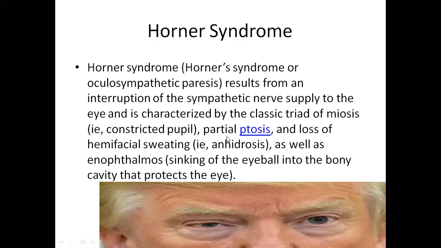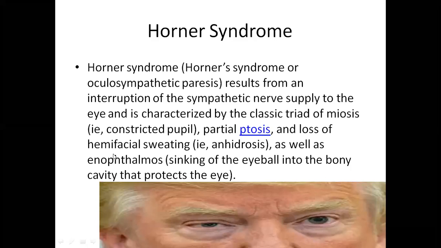So when the sympathetic flow is not there, the Muller's muscle will not work. The major muscle is the levator palpebrae superioris, which is supplied by the third nerve, but the partial ptosis occurs because the Muller's muscle is under the control of the sympathetic and is not working. That's why the patient has developed partial ptosis as compared to a normal eye.